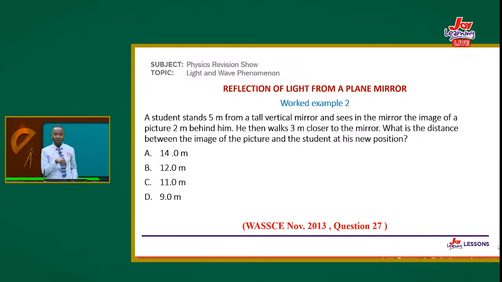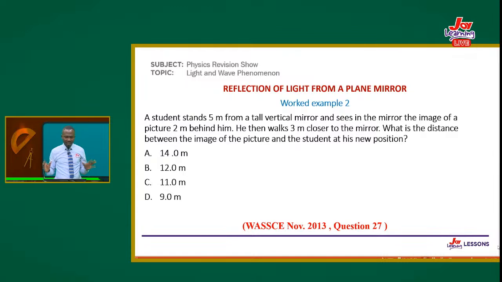So this question is testing our knowledge of the property that says that the image seen in a plane mirror is the same distance from the mirror behind as the object is in front. So the distance between the object and the mirror is the same as the distance between the image and the mirror behind. So we will take our time and illustrate this, put it in diagram form and see how we can go about it.